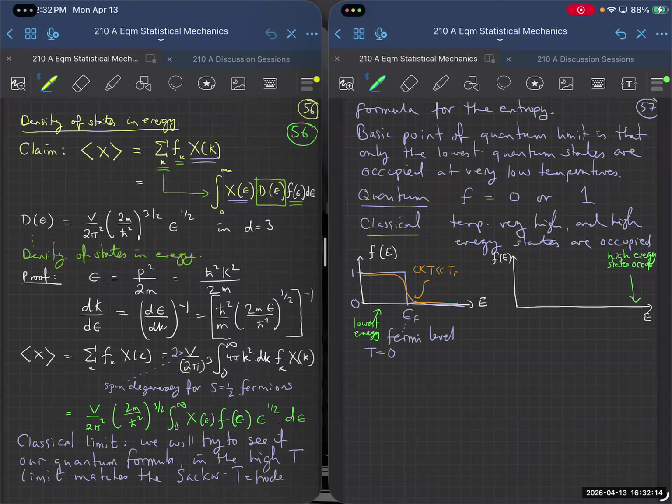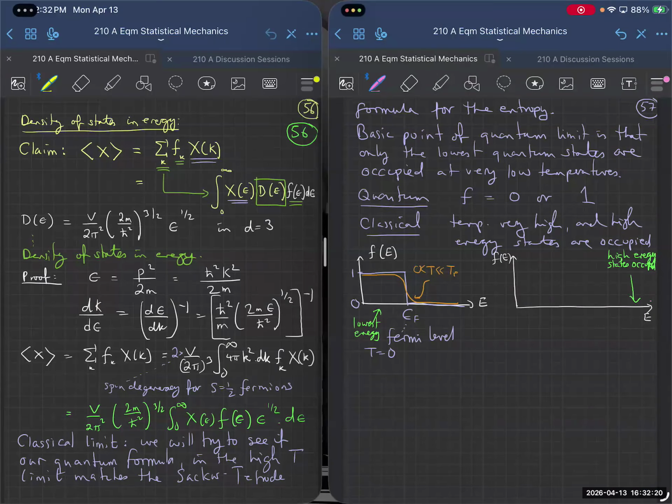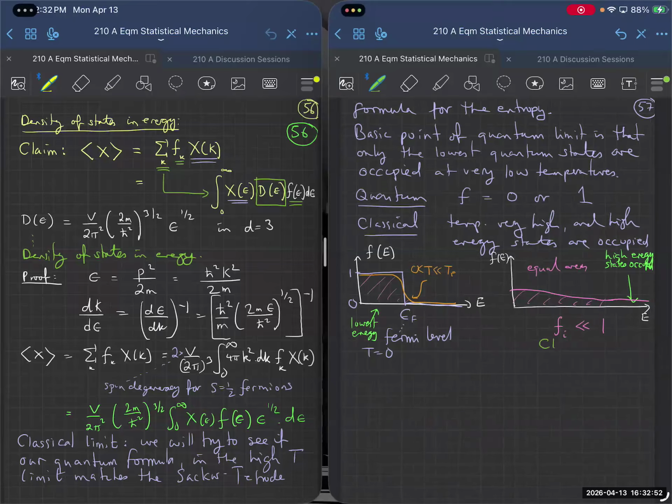So if they're occupied, then what must happen is that now the tail of this distribution goes all the way up to here. Because the total area under the curve has to equal 1, that must mean that this area here and this area here have to be equal areas. And so in this limit, the occupation number of any given quantum state has to be much, much less than 1. So that is what is going to happen in our classical limit.